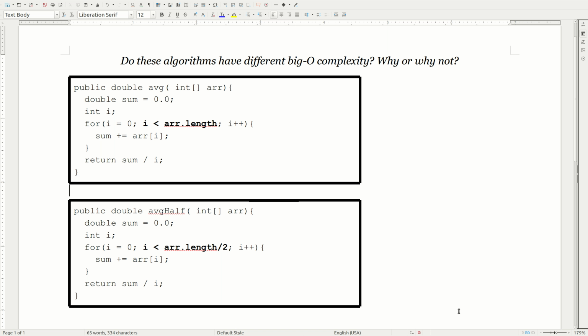Or in other words, thinking about how they grow in relation to the size of the array, do they grow by different categories of patterns, by different big O patterns? Why do you think that, or why do you think they do not? So pause the video for a moment and think about whether these algorithms have different big O complexity.